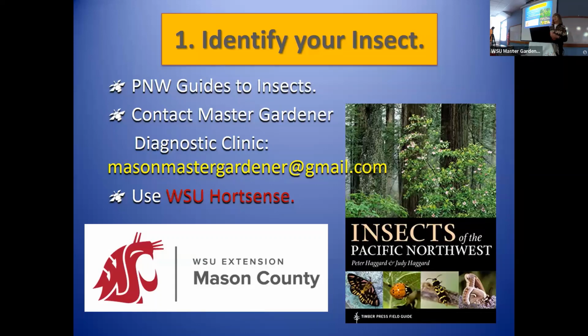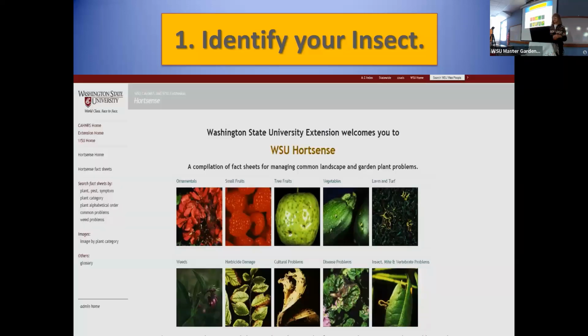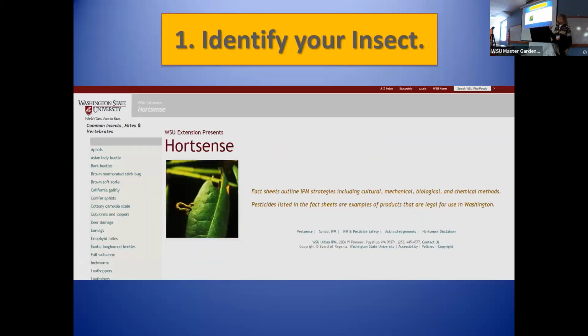Another resource is kind of nice in that it's online. That is through WSU. It is called WSU Hortsense. So to get there, all you have to do is Google WSU Hortsense, and you're taken to this homepage. It has a lot of options there. The bottom option, right here, actually mentions insects. So I think what we'll do is we will just click on that one, and you'll notice there's a sidebar when we're taken to the next page, and that sidebar lists all these insect pests.